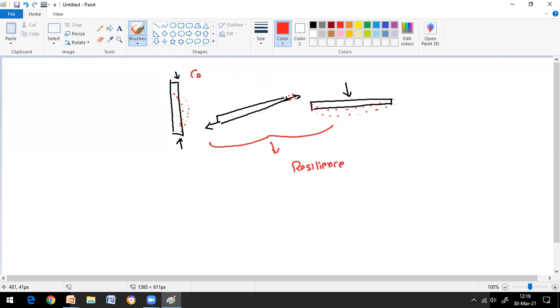Okay, so this is a compression member, and this is a tension member, and this is a bending member. Bending member in the sense beams. Compression member in the sense struts, tension member in the sense ties. Okay, so like this you need to understand what exactly the resilience means.